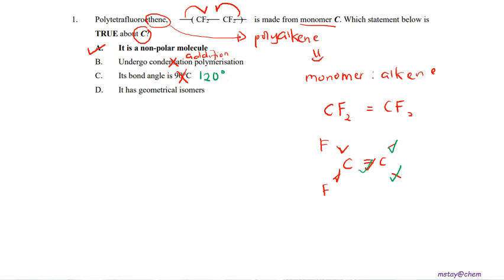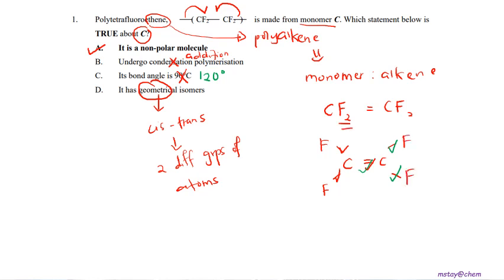Option D, it has geometrical isomer. If we recall, another term for geometrical isomer is the cis-trans isomer. For cis-trans isomer, they must have two different groups of atoms. But here both are the same, fluorine and fluorine. So that's why option D also does not fulfill the requirement. So the only statement which is true about C is 1A.